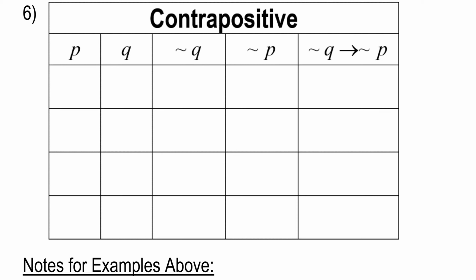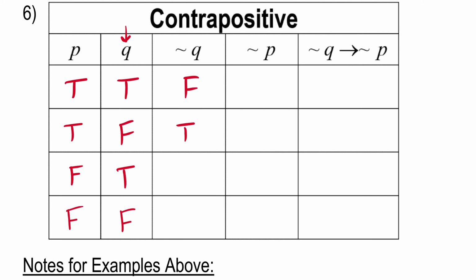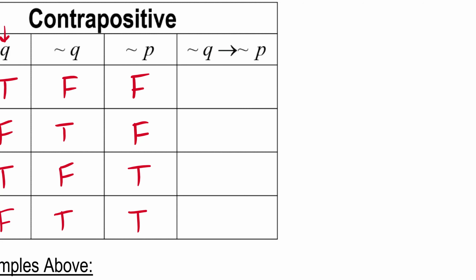Last one, contrapositive. I start the same way. Now I want not Q first. So false, true, false, true. Then I get not P: false, false, true, true. Now I want to go not Q to not P. False, false is true, true, false is false, false, true is true, true, true is true.